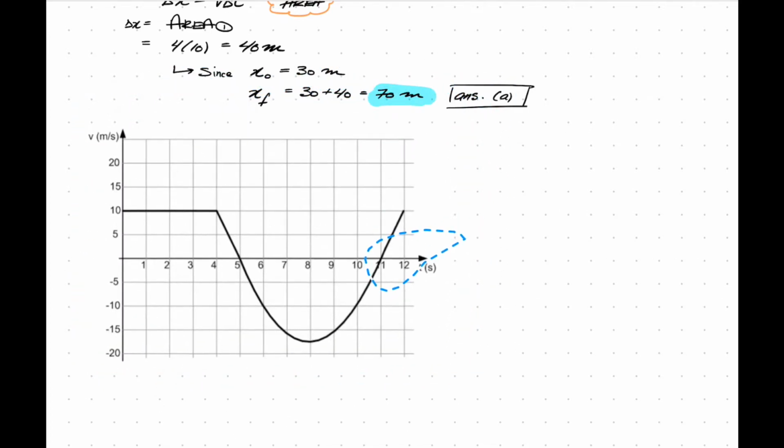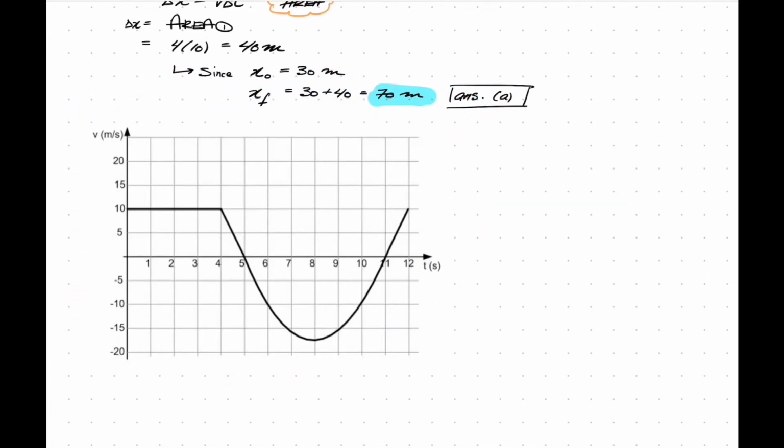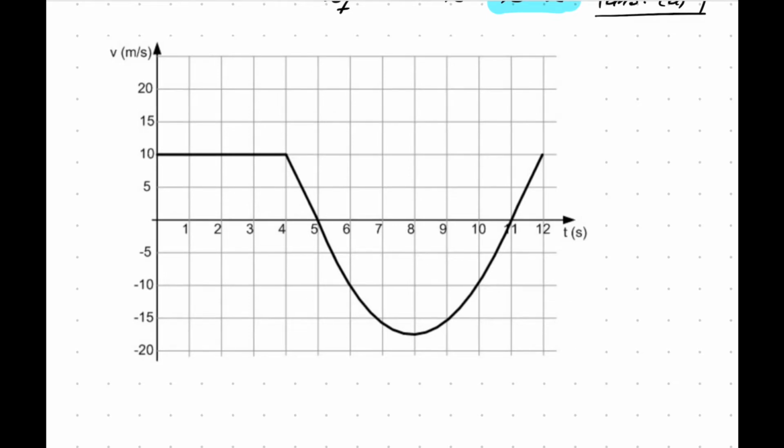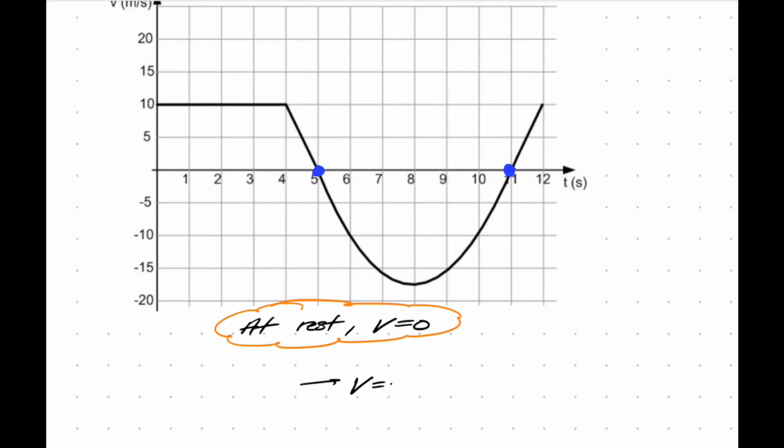Now, reading from the same graph to determine when we are at rest, being at rest implies we have no velocity, or our speed is 0. Well, that is simply when the velocity, given by the y-axis on this graph, is 0. We find this to be at the points t equals 5 and t equals 11 seconds.